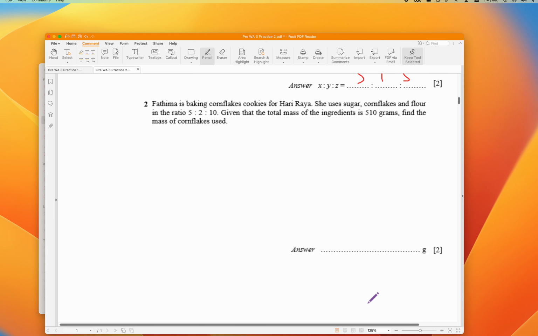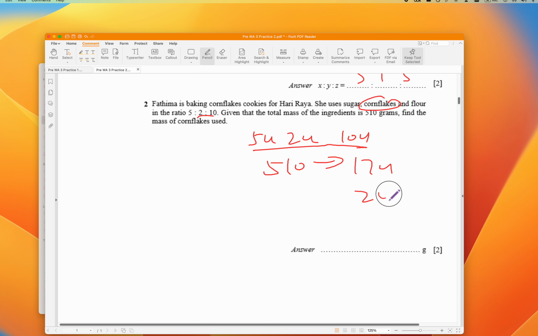So Fatima, she used sugar flake. Okay, given that this one is a mess over. So basically, you just the 5u, 2u, and then the 10u. Then this is 5, 10. So that means this is equal to 17u. You know that kind of thing. Then you find out 1u, and then the mass of conflict. Conflict means what? How many u? 2u, right? So 2u is how much? Okay, no need to do. This is the way. Okay.